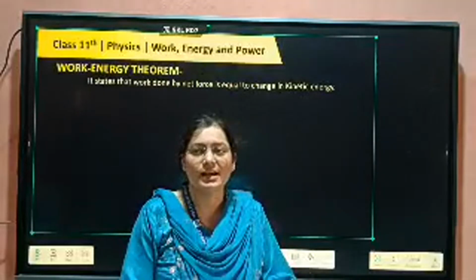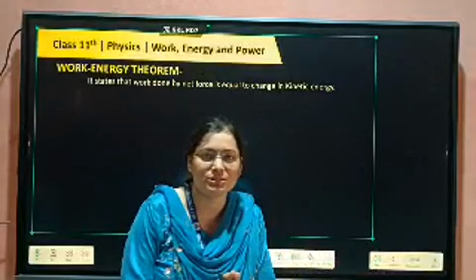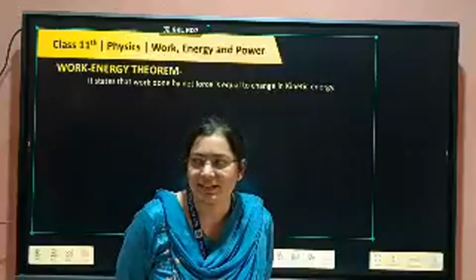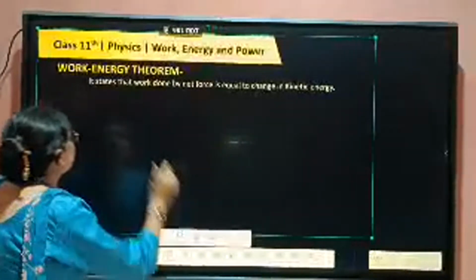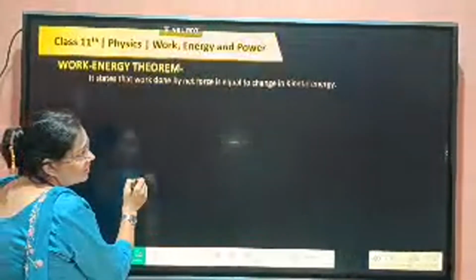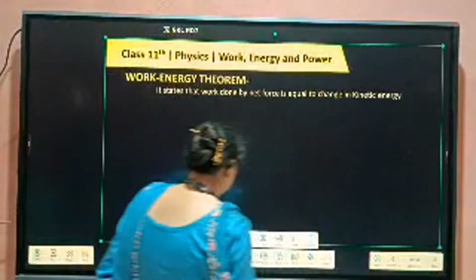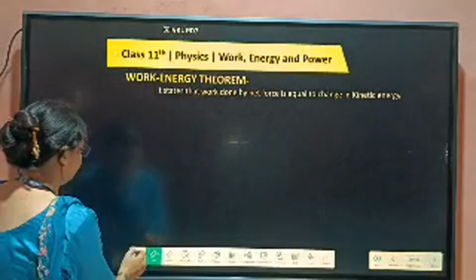कोई भी बॉडी क्या है, एक पोजीशन से दूसरे पोजीशन पे जा रही है, तो जितना वो काम करेगी वो काम किसके इक्वल होगा, चेंज इन काइनेटिक एनर्जी के। Okay, so here we will find how much work is done by this object, which is equal to the change in kinetic energy. Let's start.